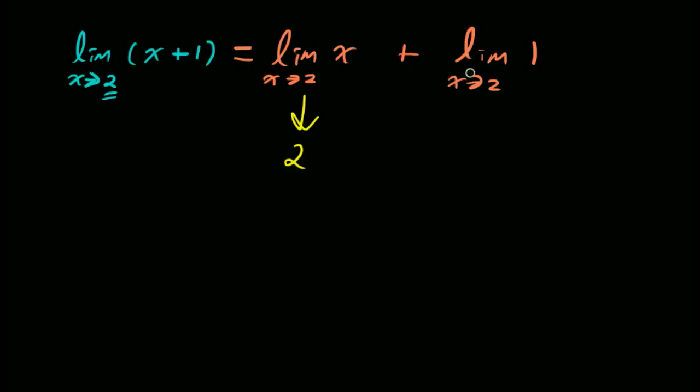And the limit as x approaches 2 of the function 1, you can think of as just a horizontal line along the line y is equal to 1, or along the line f of x is equal to 1. No matter what x is or what x is approaching along that line, that function is always going to be equal to 1. So to get the overall limit, we just add these two things together, and we get that this limit is equal to 3. And this isn't really surprising.